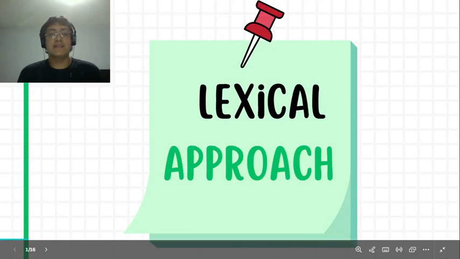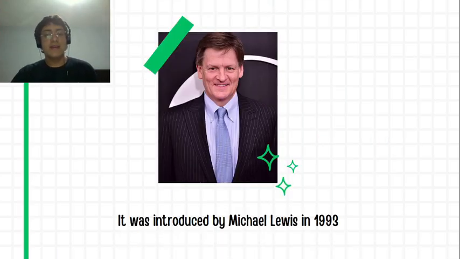I am from the Lexical Approach team, and this team is conformed by Carlos Castañeda, Nicolas Campos, Paola Contreras, and Magdalena Lopez. Lexical approach. Well, this method was introduced by Michael Lewis in 1993.